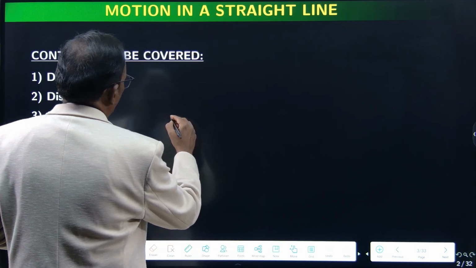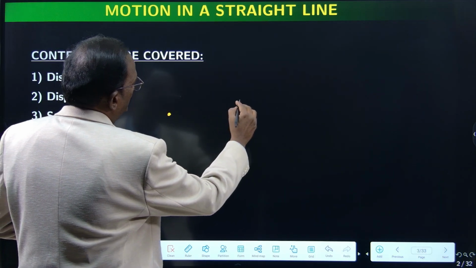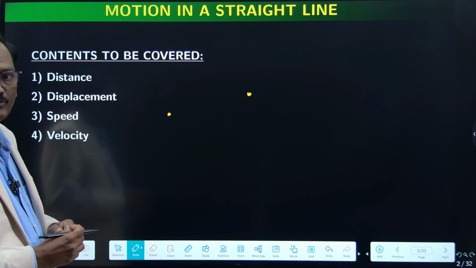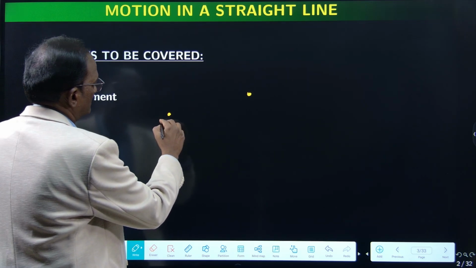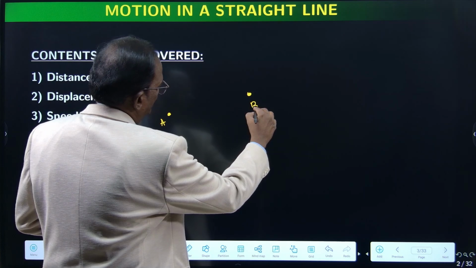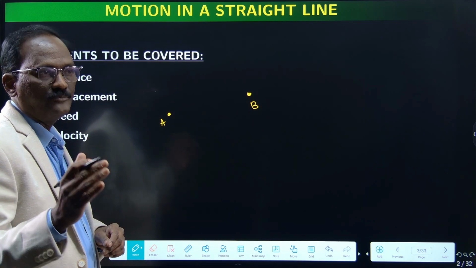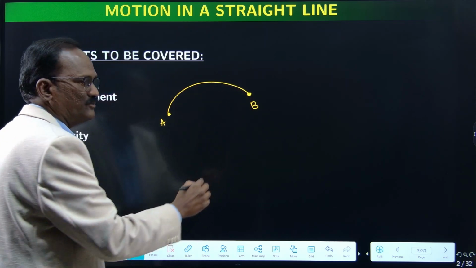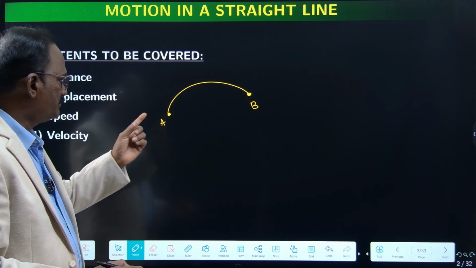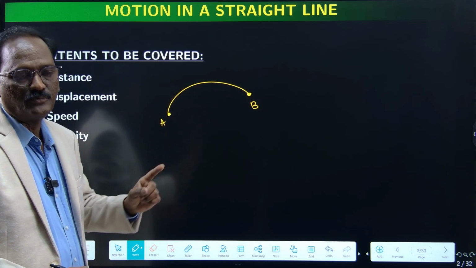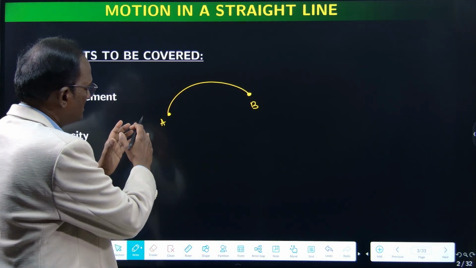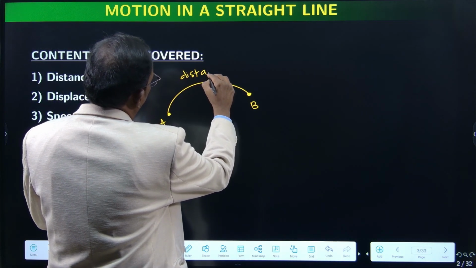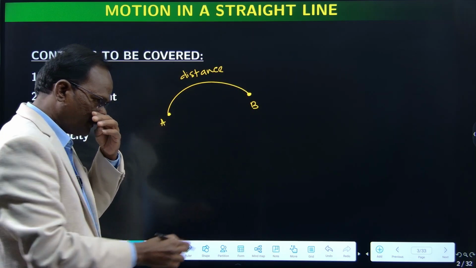Distance, we know. Let me consider two positions, position A and position B. An object moves from position A to position B. This way it is moving. An object is moving from position A to position B. The length of this path is known as distance. The length of this path.